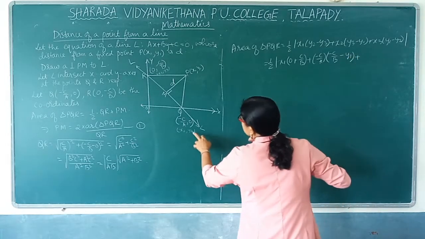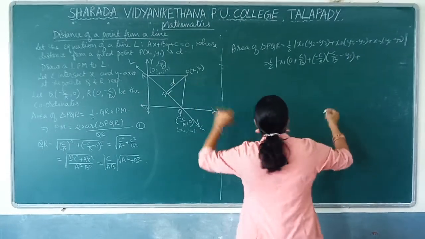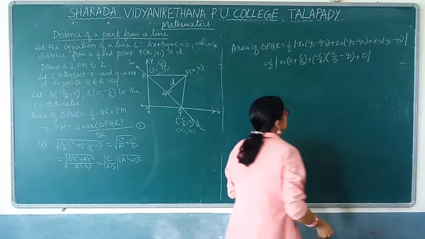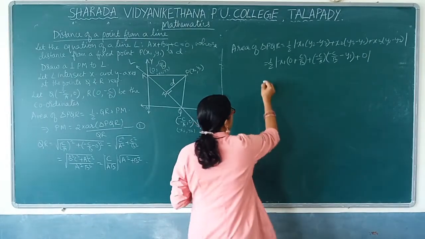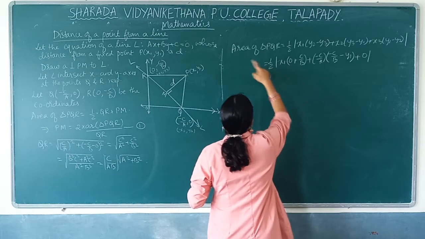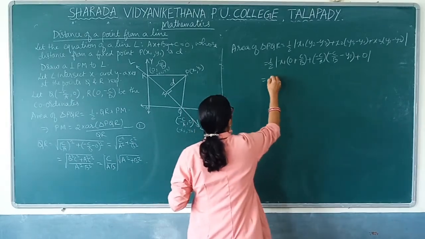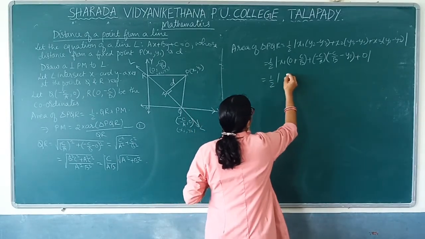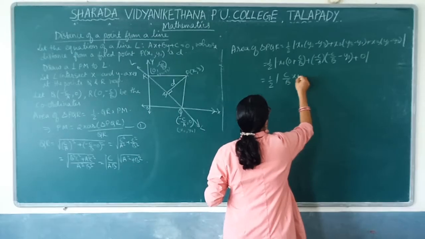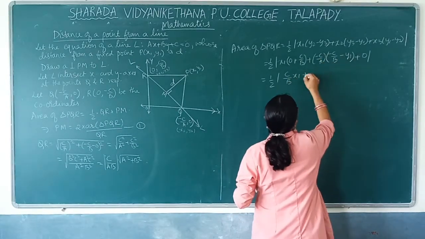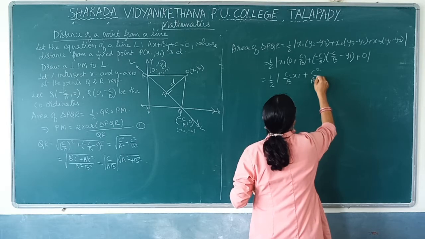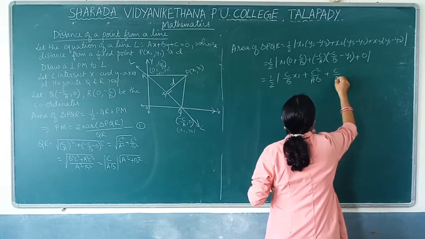Plus x3 is nothing but 0. Where is x3? 0 into any number is 0 only. We will not express that first. We will keep it as 0 only. Now, these 2 we will take this side. Okay? Later we will transfer. So, c by b into x1 minus of minus plus c square by ab plus c by a into y1.